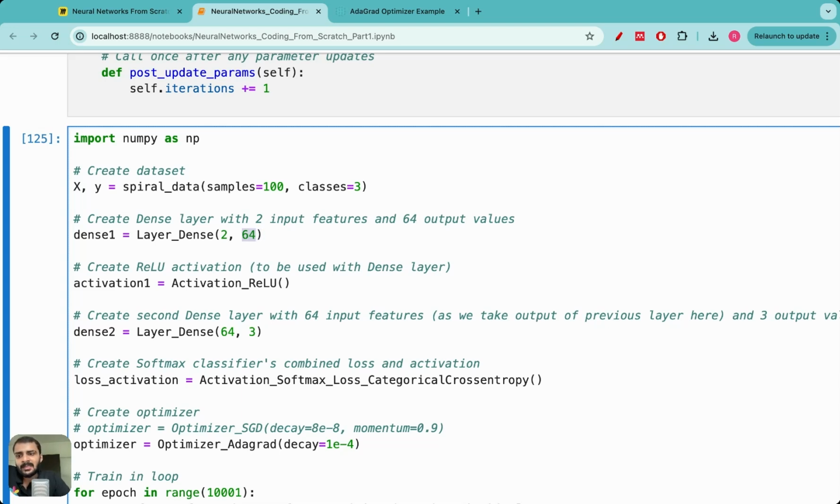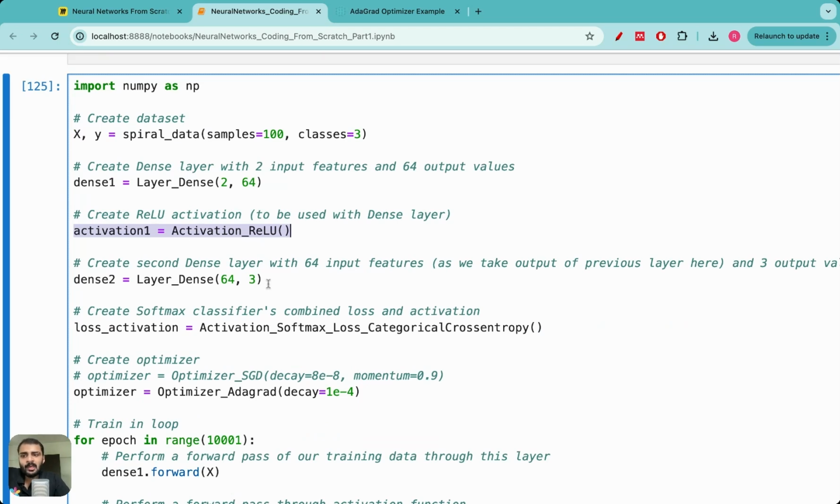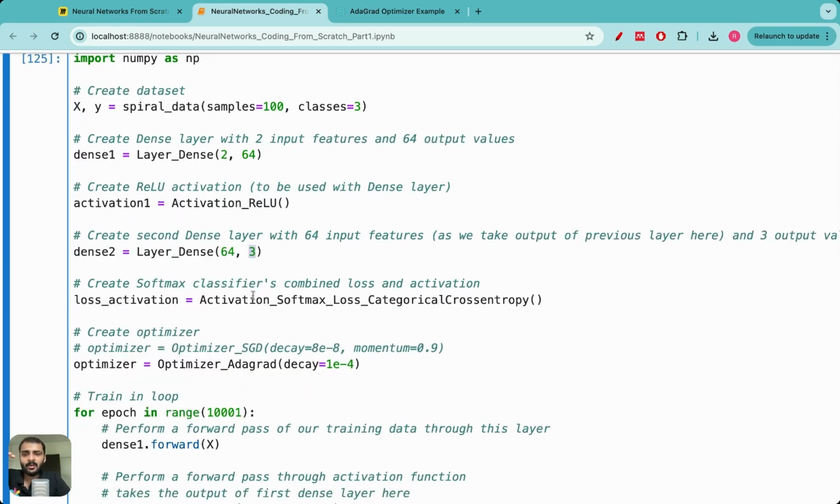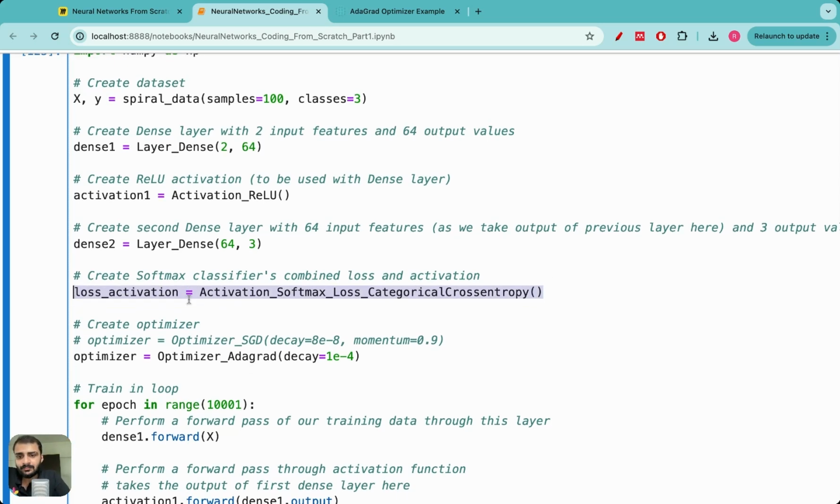neurons. Then that will be having a ReLU activation. Then the output of the ReLU activation will be chained with a second layer. The second layer has 64 neurons and it has three output neurons. Those output neurons will go through the softmax activation, and then I will get either red, green or blue classification. That's why we have three output neurons. And then we will have the categorical cross entropy loss, since this is a classification problem.